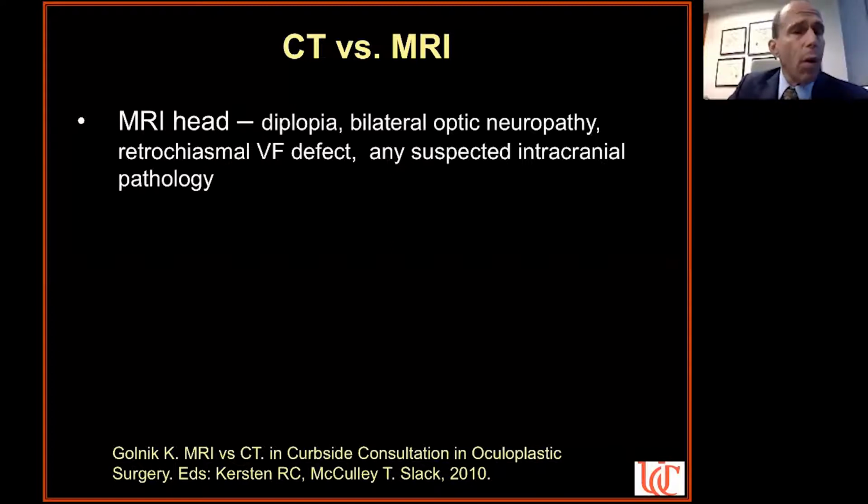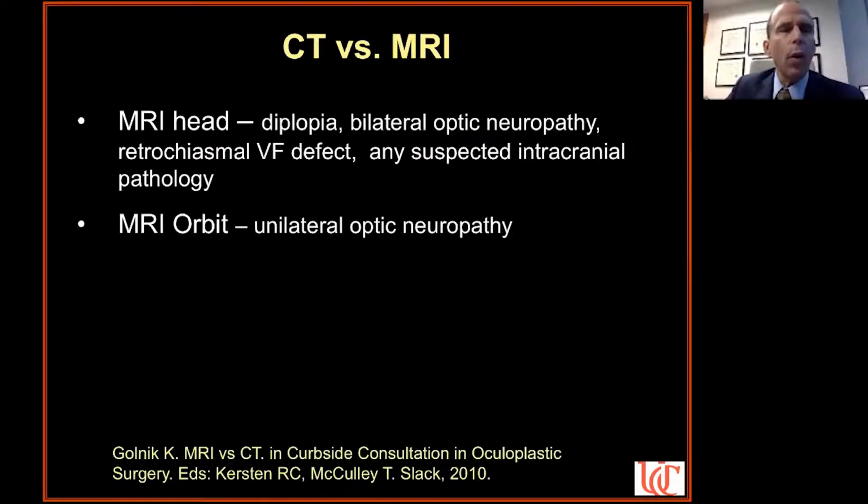If there's a retrochiasmal visual field defect, of course, that's brain, MRI of the head. Any suspected intracranial pathology, MRI is superior. Now, you may not have MRI, so I'm just talking about what I'm going to order if I have the choice of both. Obviously, if you don't have MRI, CT is going to be the next best mode.